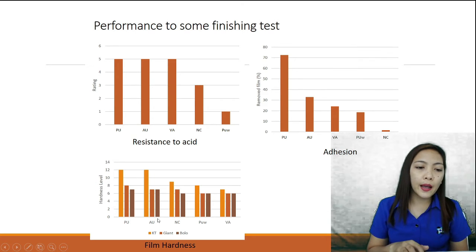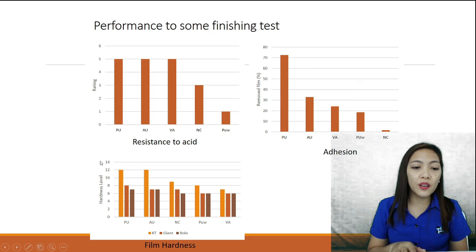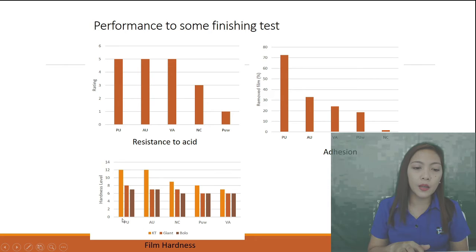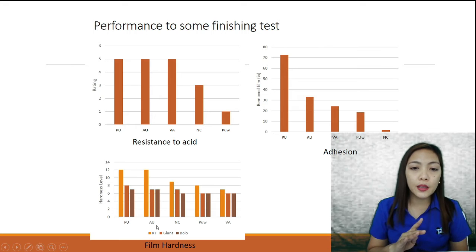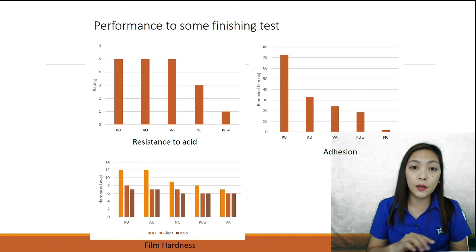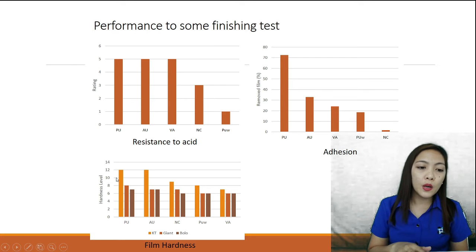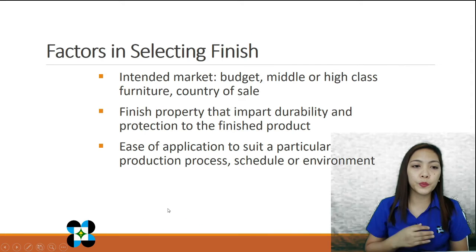While this last slide, I just want to show yung different hardness level. So makikita nyo na it's also good to point out na different species perform differently depende sa finish. So for instance, makikita nyo dito sa PU, iba't iba ang nagiging hardness level with kawayan tinik, with giant, and bolo. So iba't ibang species na ng bamboo.